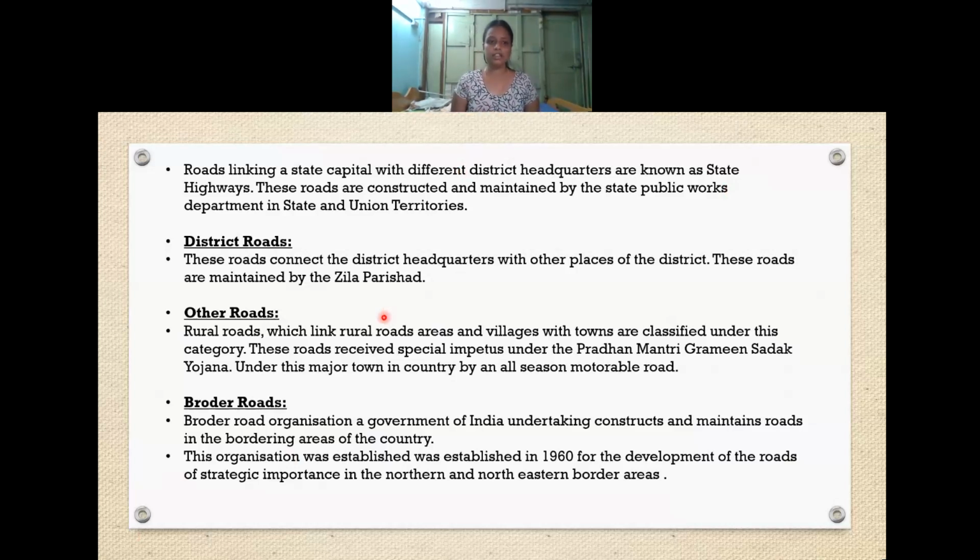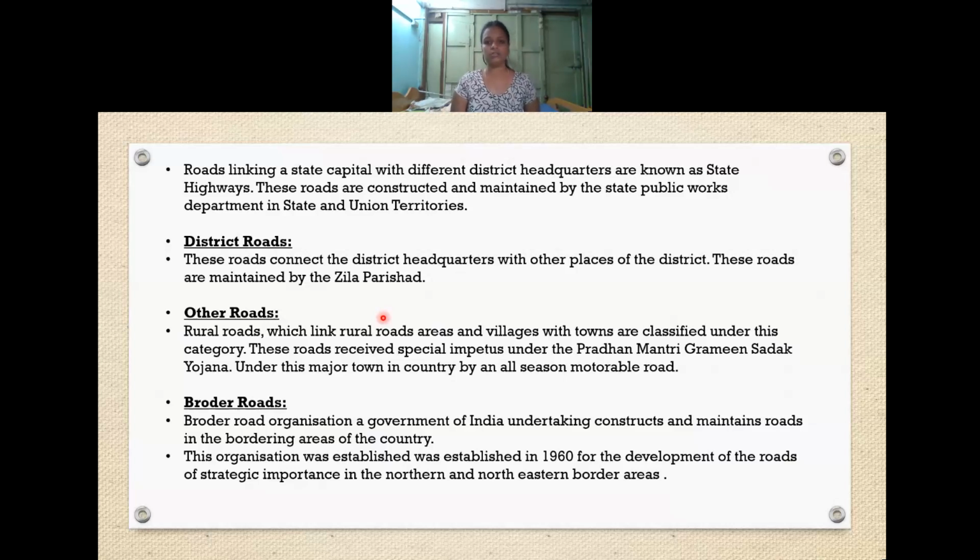So next one is the other roads. Other roads means rural roads which connect the large village areas as well as the town areas. These roads are maintained under the Pradhan Mantri Gramin Sadak Yojana. Under the Sadak Yojana, the rural roads and village roads are being connected to the major cities in the district area.